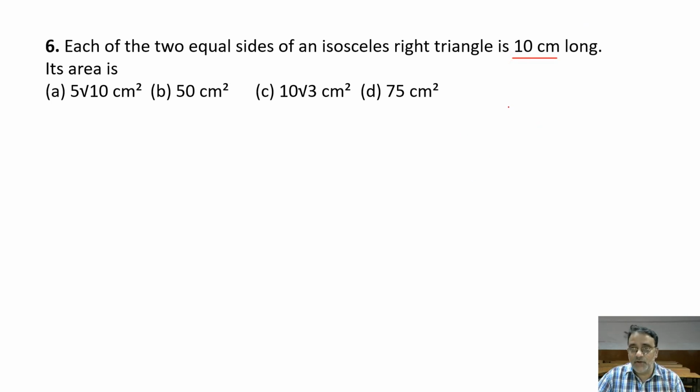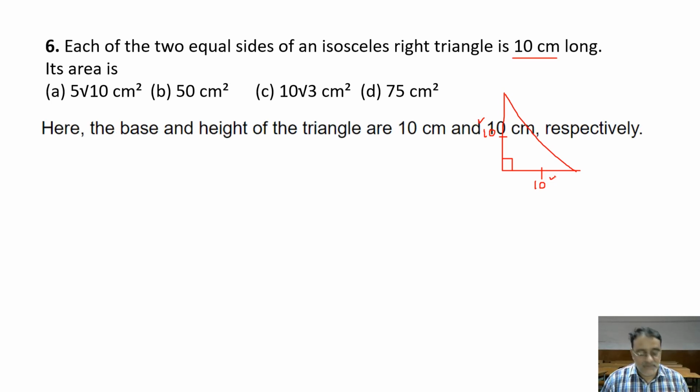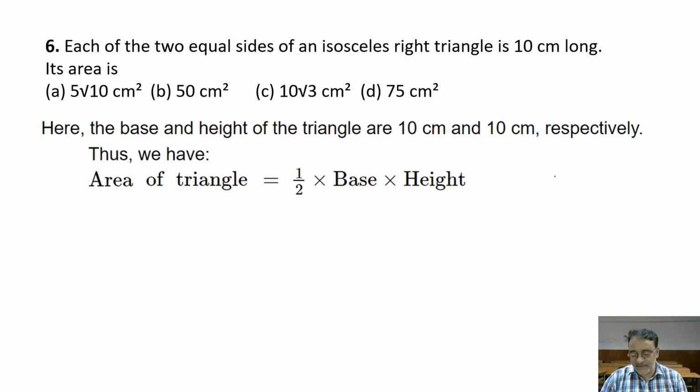Its area is, see, I'm making a rough diagram. This is an isosceles right triangle. So these two sides are equal, 10 and 10. Now see, this is the height and this is the base. So the base and the height of the triangle are the same, that is 10 centimeter, right? Thus we can write area of triangle equals half into base into height. Both are 10. So we are going to get 5 into 10, that is 50 centimeter square. And the correct option is option B.